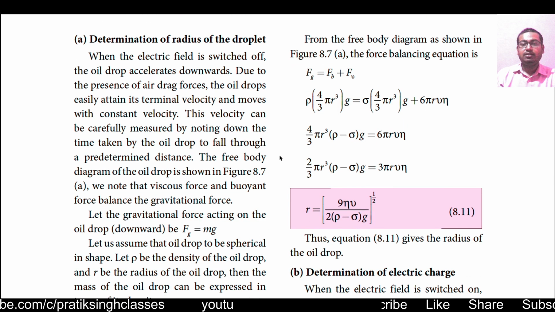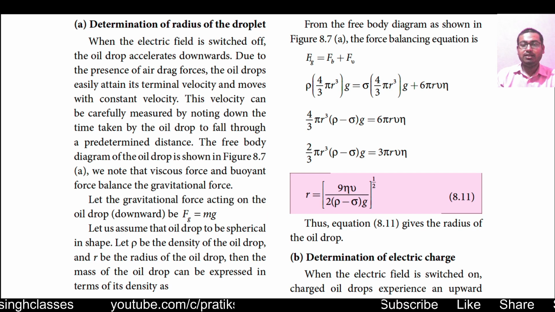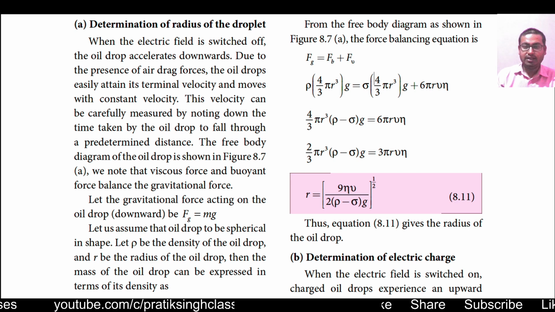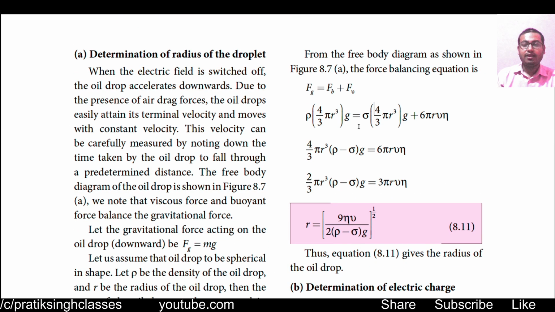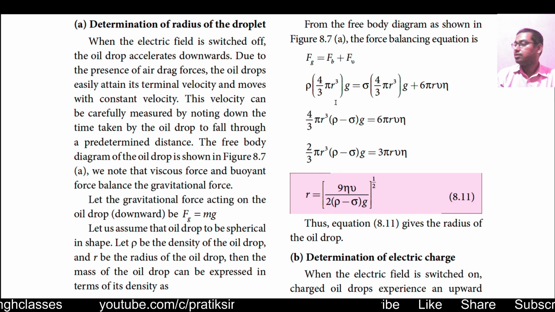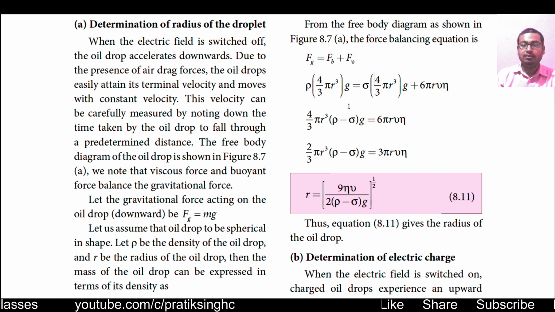Okay, now from the free body diagram, as we have seen earlier, the balancing force is Fg is equal to Fb plus Fv, in the case when the electric field is 0. All right, so we can just substitute the values. We will have rho into 4 by 3 pi r cubed g is equal to sigma into 4 by 3 pi r cubed into g plus 6 pi r v eta.